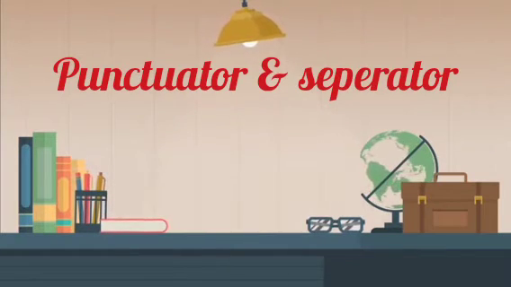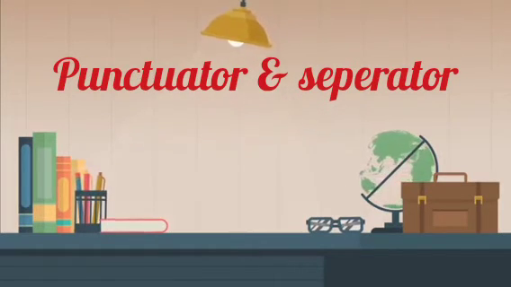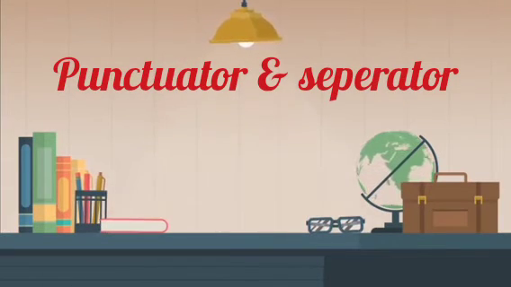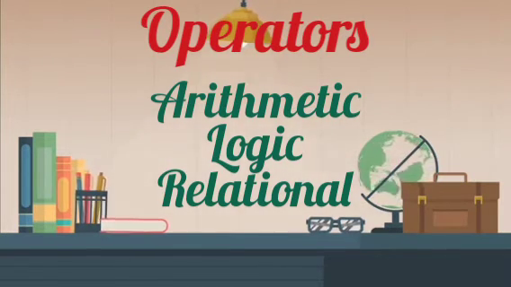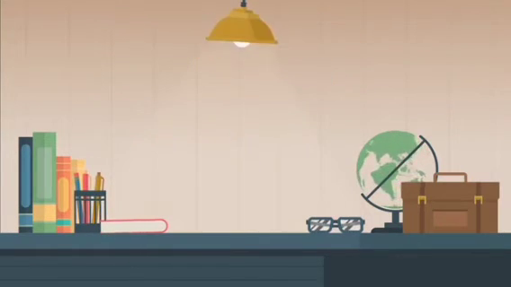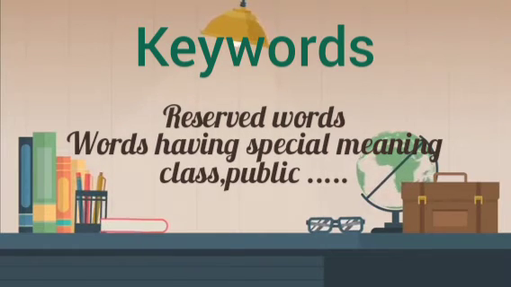Next, punctuators. The question mark, dot and semicolon are known as punctuators. And separators. Separators are special characters like comma, bracket, curly bracket, and square bracket, etc. Then operators. Operators are symbols. Arithmetic, logical, and relational operators are there, that we'll discuss in the next chapter. Then keywords. Keywords are the reserved words. Some words having special meaning are known as keywords.